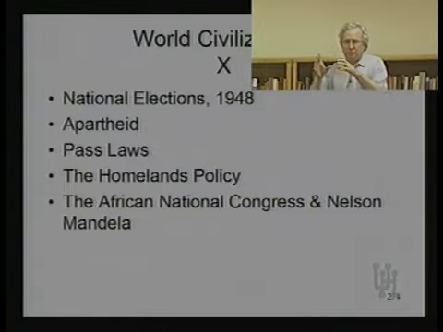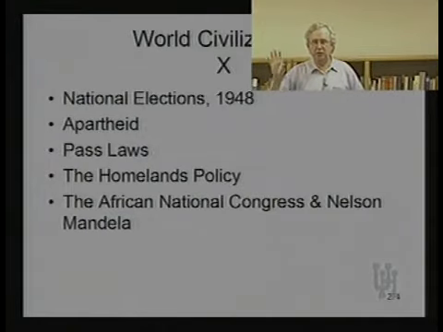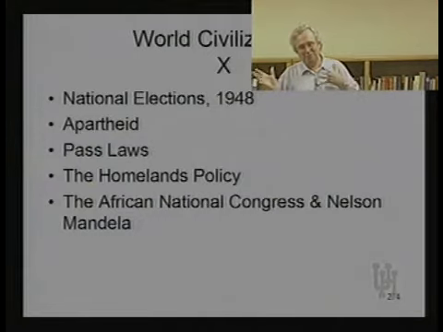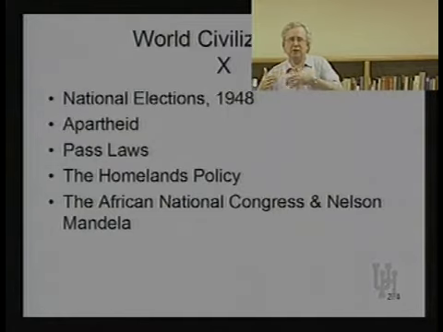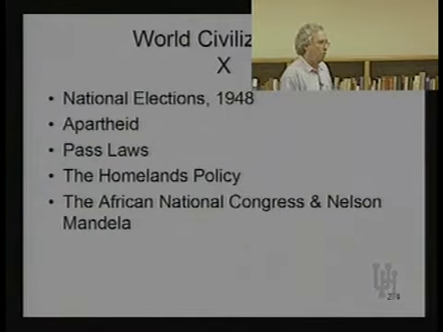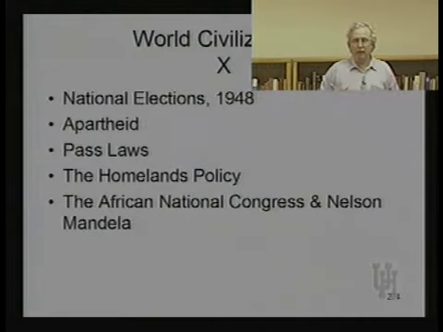You'd have Africans living in various isolated locations around South Africa, and then everywhere else the Europeans would control. We'll see how well that's not going to work. Not surprisingly, these developments, since the time of the Boer War, had triggered resistance from the African population.